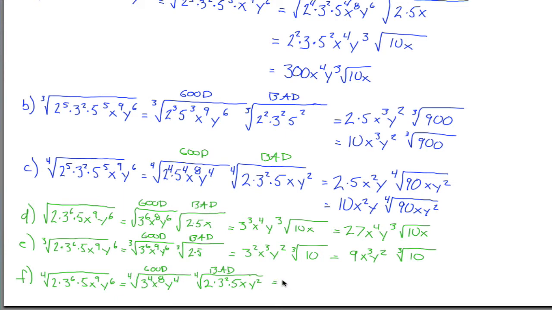And so the 4th root of 3 to the 4th is just 3. The 4th root of x to the 8th is x squared. And the 4th root of y to the 4th is y. And I want to multiply that by the 4th root of 2 times 5 is 10, times 3 squared, which is 9. So 9 times 10 is 90. X, y squared. Whew! Alright, that's finally the end of this, assuming I didn't make any mistakes. So that's the end of the video.